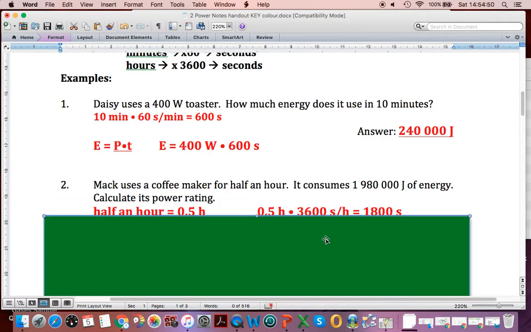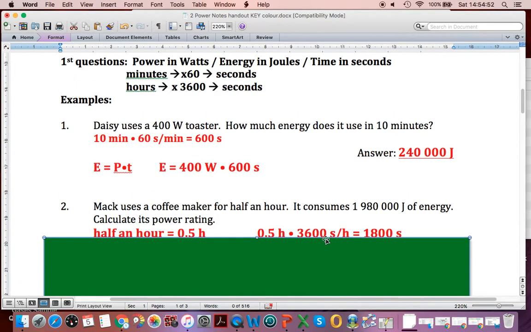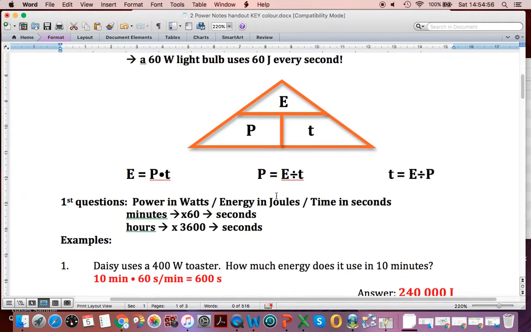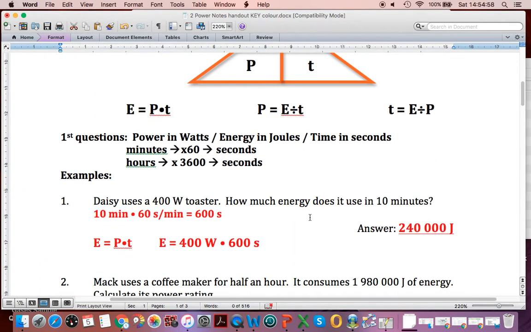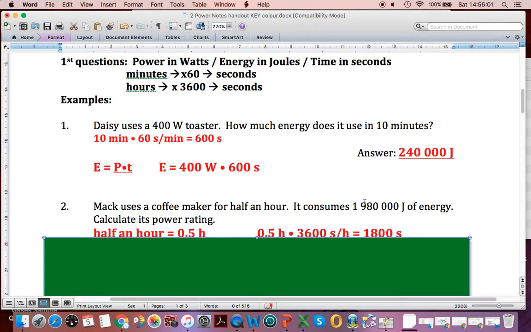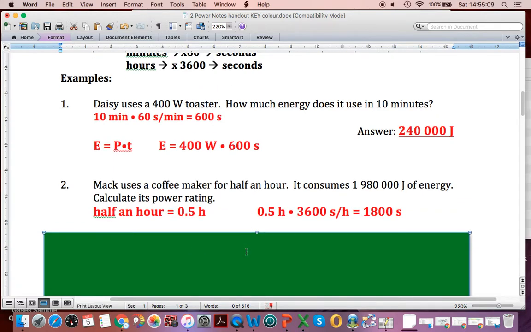So we have someone named Mac. It says Mac used a coffee maker for half an hour, calculate its power rating. Well, if we're after power, we need energy and time. So there's our energy. And then we have to know how many seconds in half an hour. And that's going to be 1,800 seconds. So half an hour is 0.5 hours. Multiplied by 3,600 seconds per hour, we get 1,800.